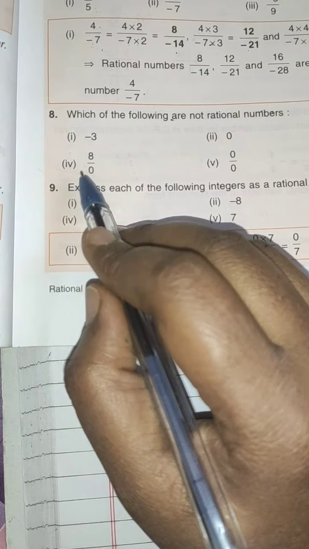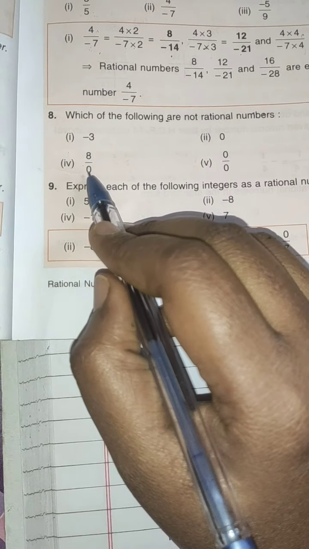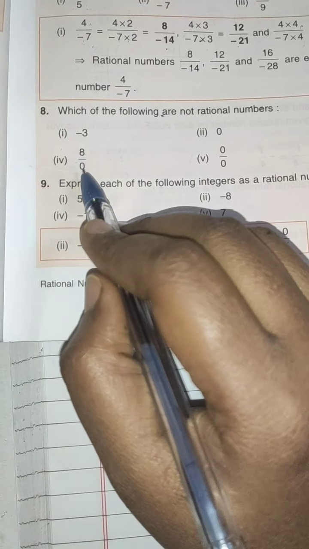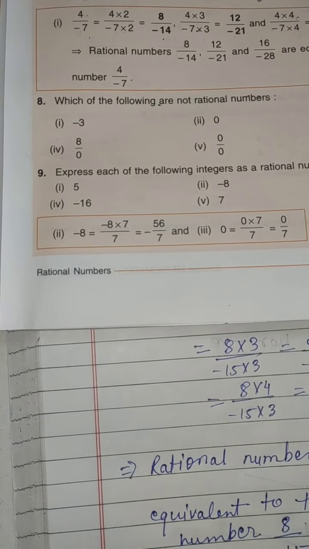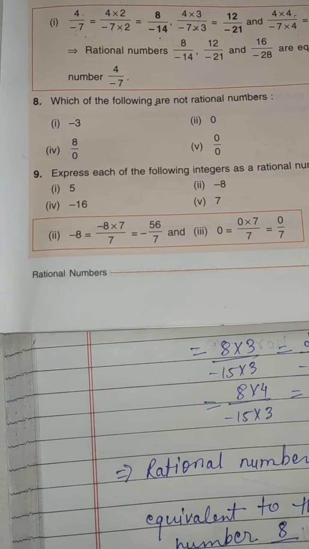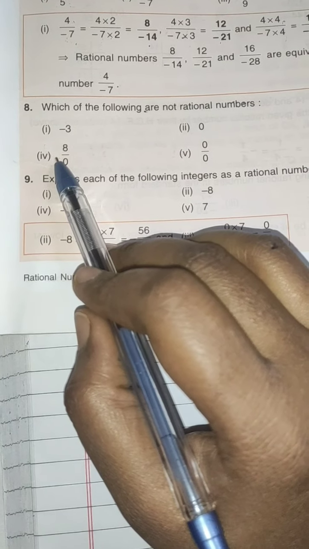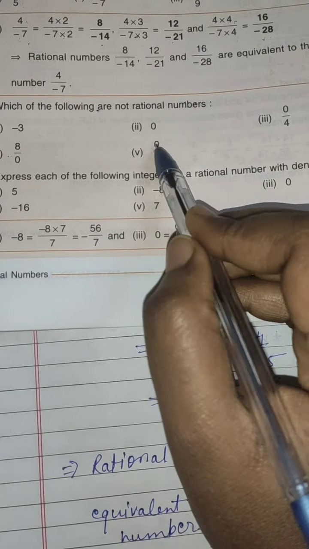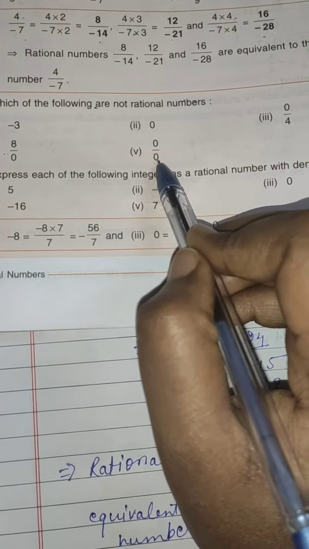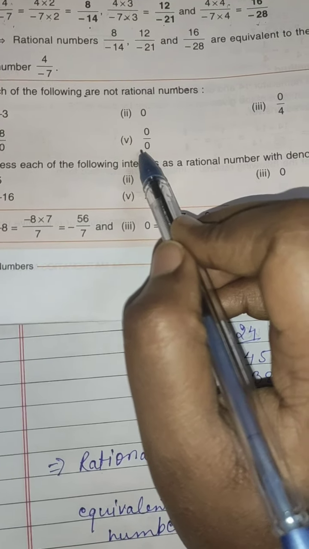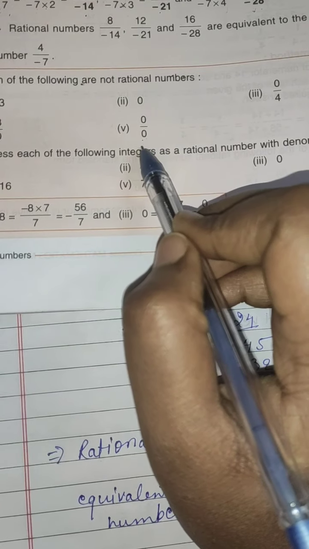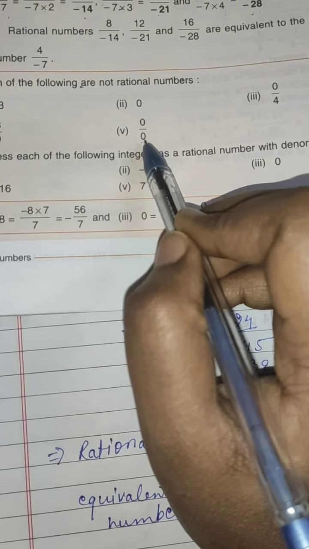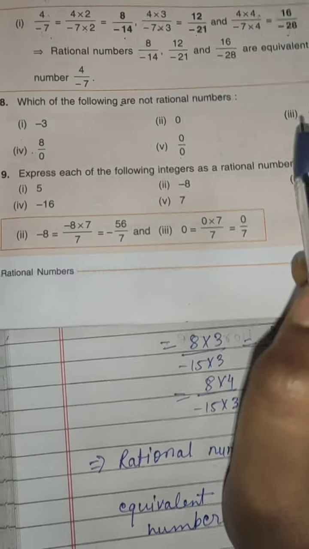Now see this one. Students, when we write 0 in the denominator, this is wrong. We cannot write 0 in the denominator. So this is not a rational number. Now let's see this one. 0 by 0. Is this a rational number or not? This is not a rational number, as numerator and denominator both are 0. That's why this is not a rational number.